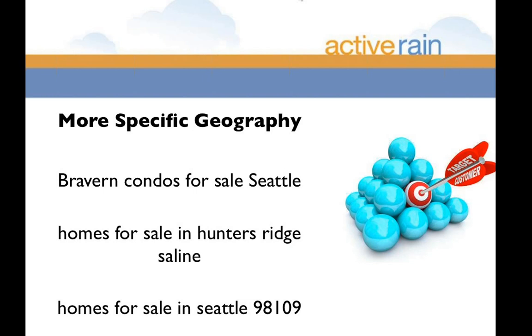Bravern condos for sale, Seattle. So condos for sale is our subject matter, but the Bravern in Seattle is our geography, right? Homes for sale in Hunters Ridge, Saline. Hunters Ridge is a subdivision in Saline, Michigan. A pretty general subject matter for our industry, homes for sale, right? A much more specific geography. So those are the two ways that we want to think about titling and picking keyword phrases and things that we are going to write about.